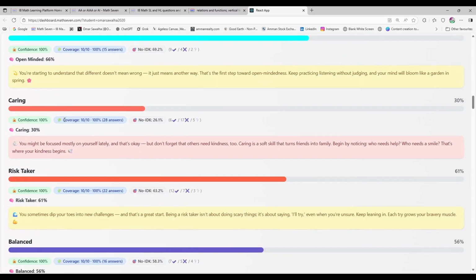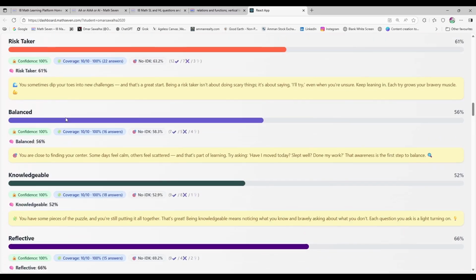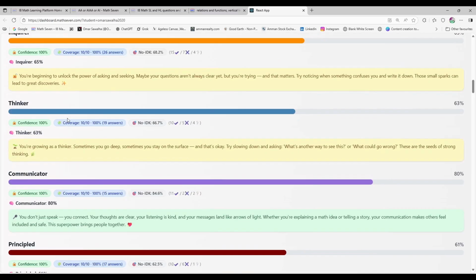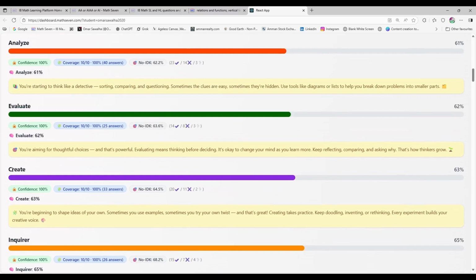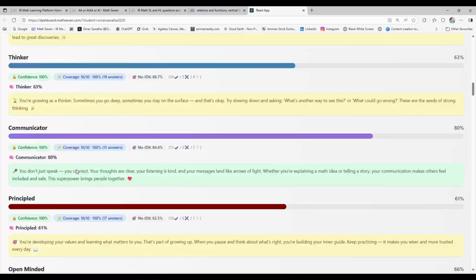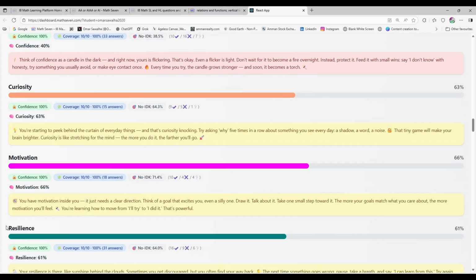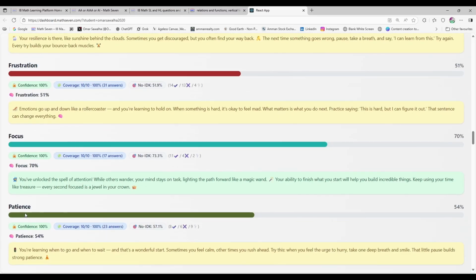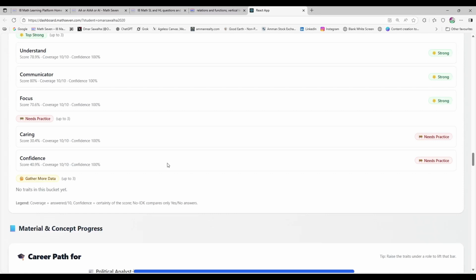As you can see, some of them are from the portfolio of the IB, showing what type of student he or she is. Is he a thinker? Is he an acquirer? Did he use his creativity to answer the question? Did he try to evaluate? Did he try to analyze? Is he a risk taker? Confidence, curiosity, the motivation, the resilience, the frustration, the focus. So these are measures of the values or traits inside every student. And these are other things we can explain when we have the demo.